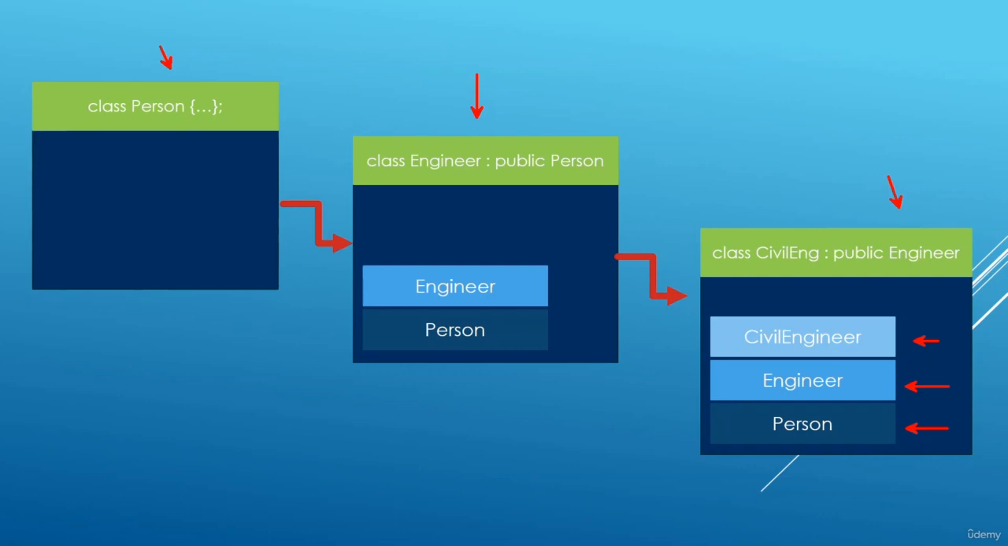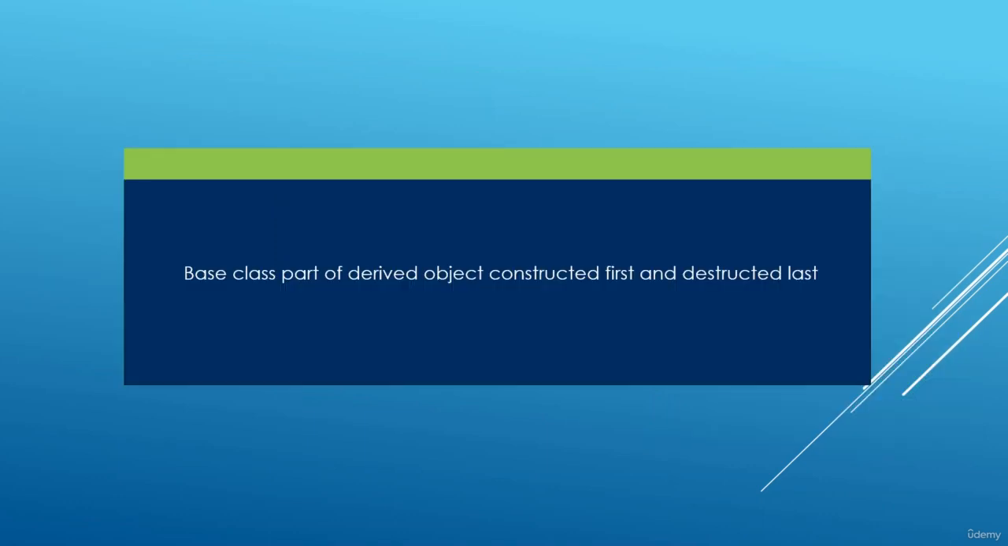The thing I want you to see in this lecture is that the destructors are called in the reverse order. The most specialized destructor is going to be called first, then we're going to destroy the engineer part of us, and the person part of us is going to be destroyed last. So we construct things from the base part to the most specialized one, and then we destroy things in the reverse order. The destructors are called in the reverse order of the constructors. That's the message I want to convey here.